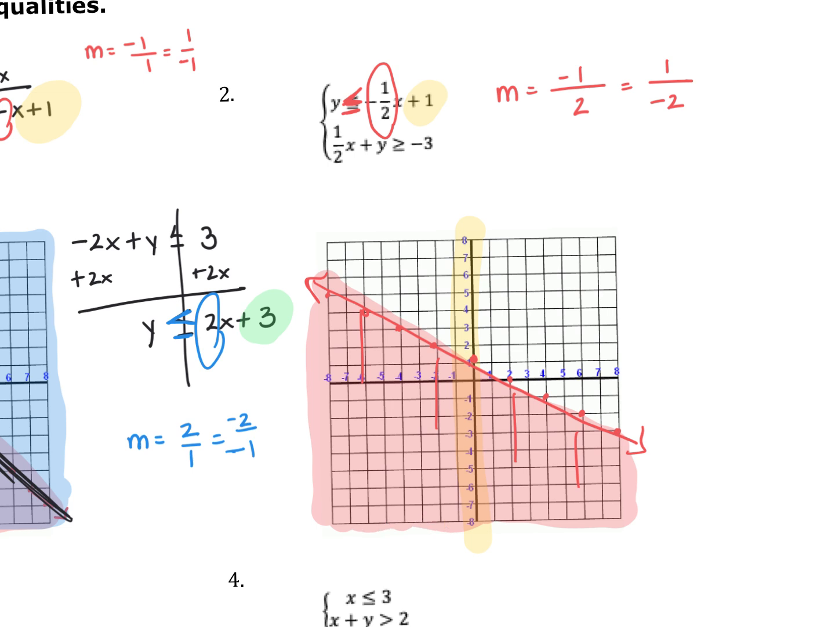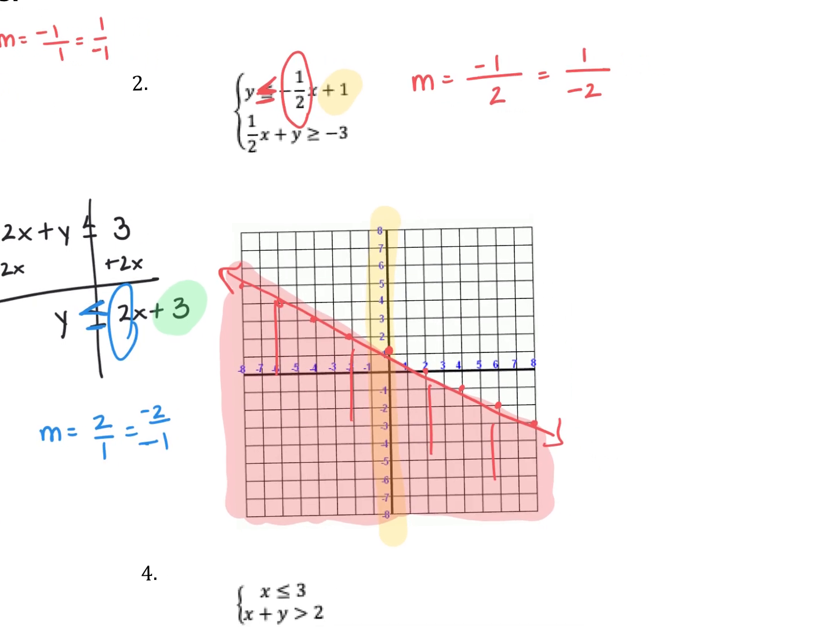Okay, and now we're going to graph our second line, which is this one right here, 1/2 x plus y is greater than or equal to negative 3. That is not in y equals. We have to get it in y equals. I want my y by itself, so I have to get rid of that positive 1/2 x. So now I'm going to subtract 1/2 x. And if I subtract 1/2 x over there, I also have to subtract 1/2 x on this side. So my y is by itself.